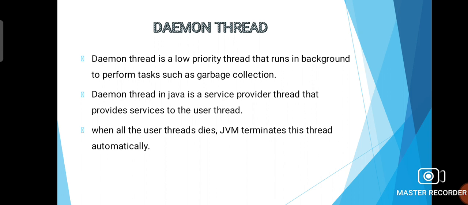But the daemon thread is a background thread which is used to provide some service to the user thread, like garbage collection. So the daemon thread is called a service provider thread since it provides several services to the user thread. Whenever the user thread dies or is terminated, the Java virtual machine terminates the daemon thread automatically.